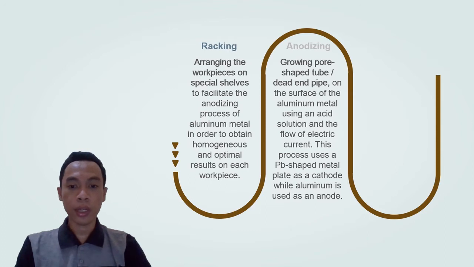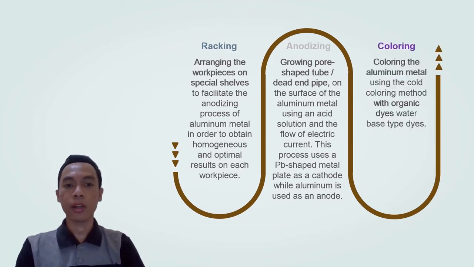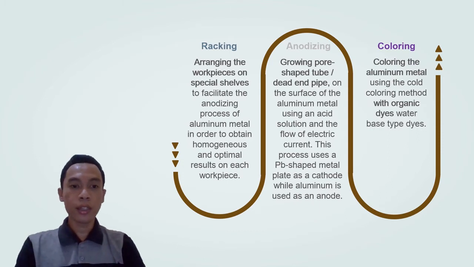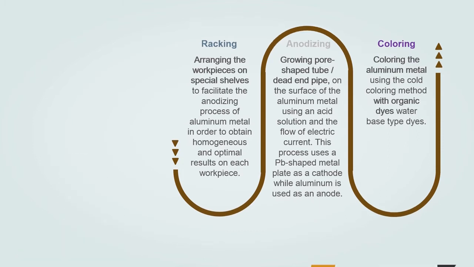We use this solution as the electrolyte because 1 mole of this solution can donate 2 moles of H+ ions in the electrolysis reaction. This greatly affects the conductivity value of the solution. The greater the conductivity value of the solution, the smaller the resistance, so that the energy needed for the electrolysis process gets smaller. Okay, this is the first procedure.